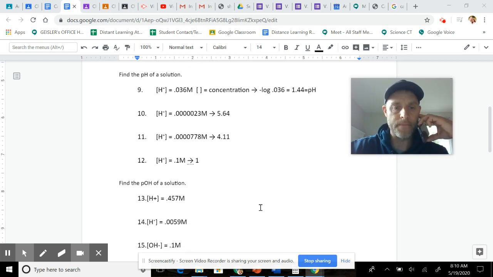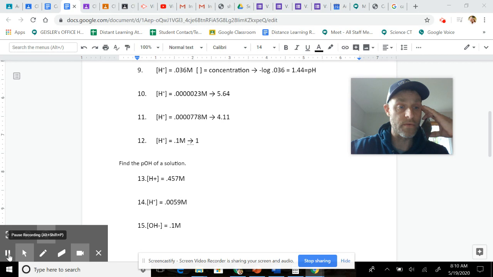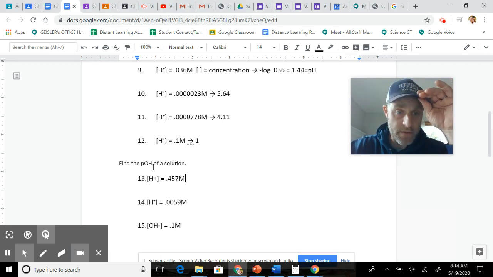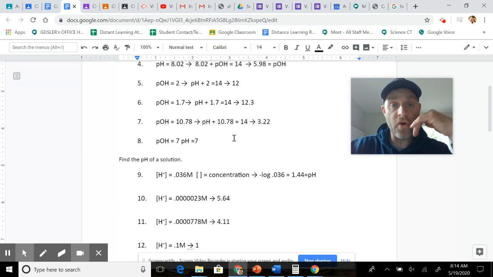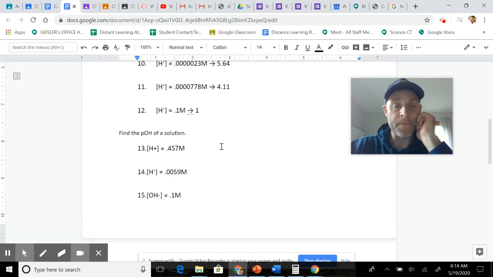Find the pOH. Okay, so we need to find pOH. In order to do that, we have to go back here and use this one. So first I have to find pH, and then using this equation, I can find pOH. Okay, so here we go.